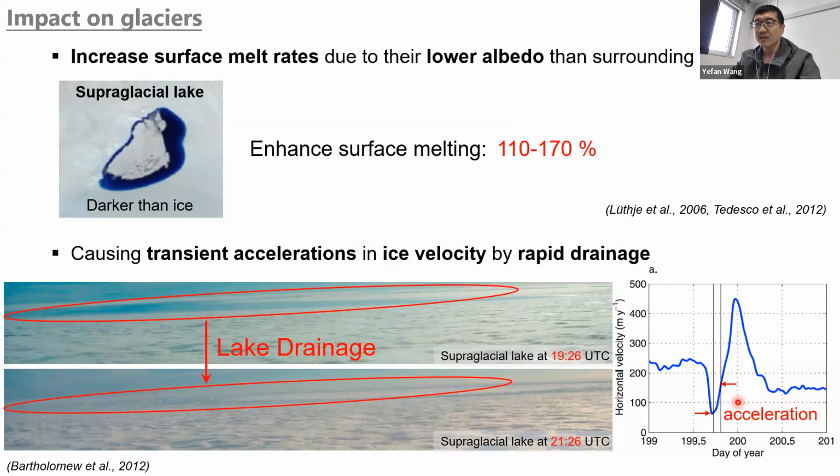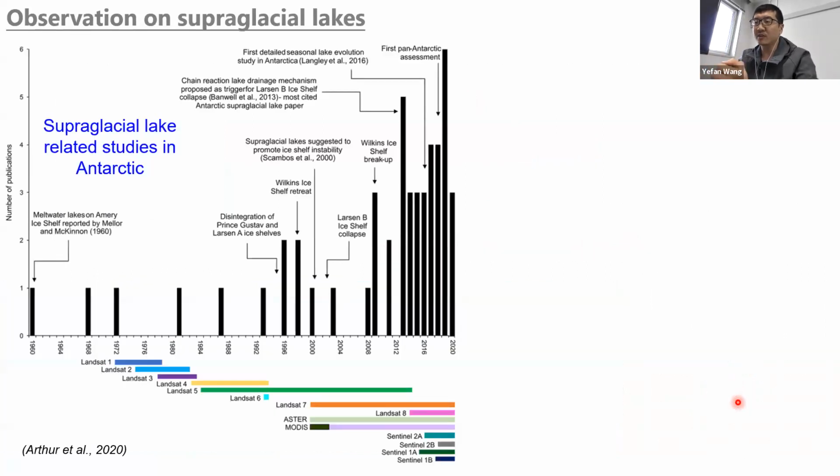Because they are very important, how do we observe these supraglacial lakes? We know that many of the supraglacial lakes are located in very remote places, so it's very difficult for us to go to do field work. This figure shows the supraglacial lake related studies in Antarctica from a review. And we can see that remote sensing is a very widely applied method to observe these supraglacial lakes.